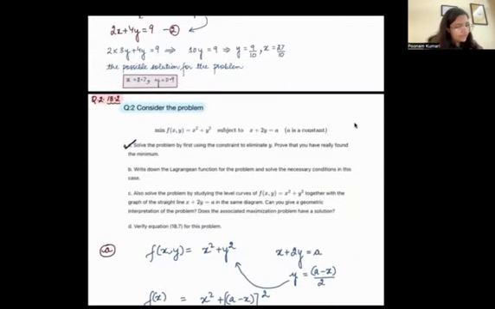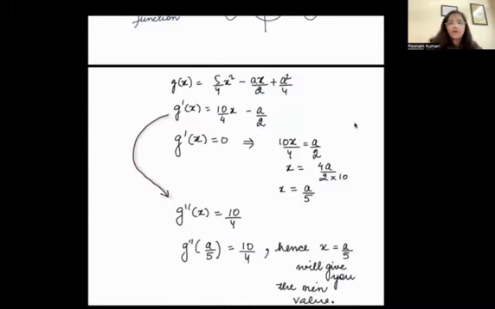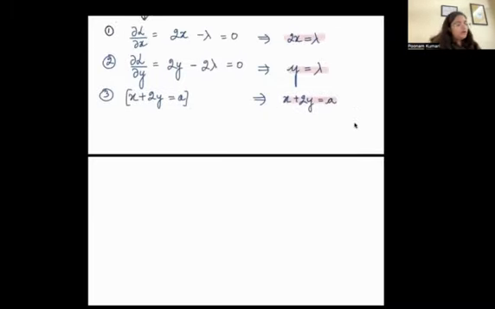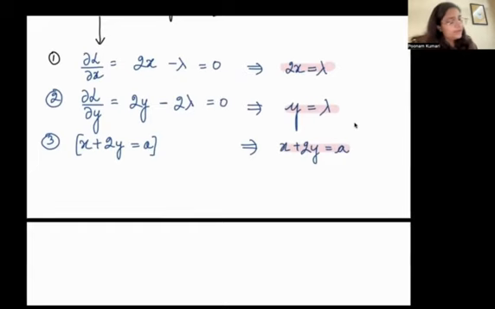So this was my part number B. Write down the Lagrange function and solve the necessary condition. We haven't solved, so let's solve it. I know that 2x is lambda, y is lambda. So I can put everything in terms of lambda. 2x is lambda, so what is x? Lambda by 2. What is y? That is equal to lambda. I can use this information in this equation. So lambda by 2 plus 2y. What is 2y? 2y is 2 lambda, and that is equal to a, right?